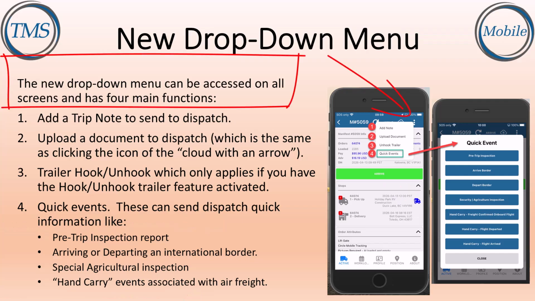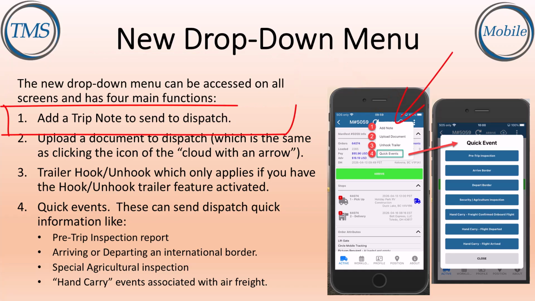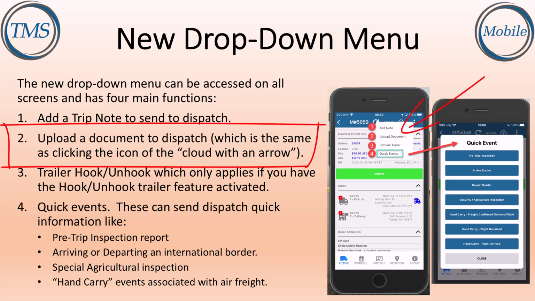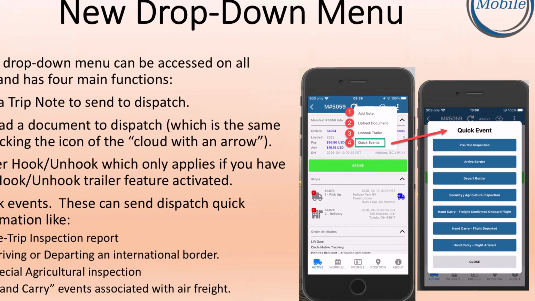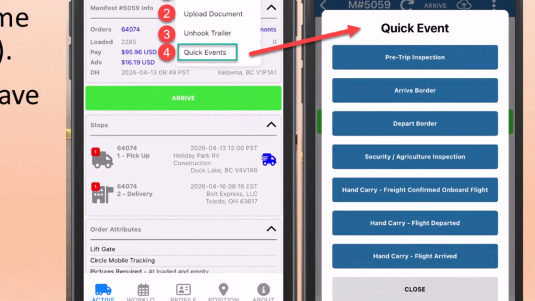The new drop-down menu can be accessed on all screens and has four main functions. First, add a trip note to send to dispatch. Second, upload a document to dispatch, which is the same as clicking the icon of the cloud with an arrow. Third, trailer hook or unhook, which only applies if you have the hook unhook trailer feature activated. Fourth, quick events. These can send dispatch quick information like pre-trip inspection report, arriving or departing an international border, special agricultural inspection, or hand carry events associated with air freight.